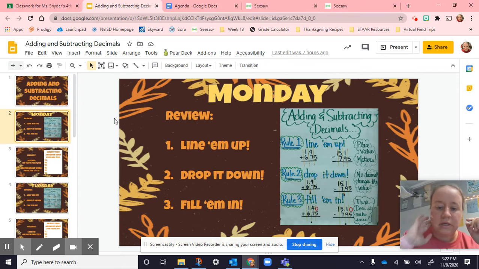So we reviewed the rules. So we can use this anchor chart to help us out. So the first rule is to line them up. So whenever you have digits, you've got your decimal points. You want to line everything up according to its place value. So everything in the ones place, everything in the tenths, everything in the hundreds, all lines up. Then you're going to drop your decimal down. Then you're going to fill them in. So if you've got like right here, this hundreds place, if you look up at the top, it has nothing there. So anything that has an opening, you can fill in with those placeholder zeros. Then you're ready to add or you're ready to subtract.